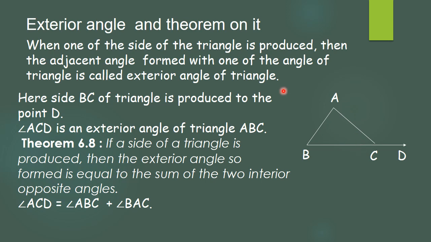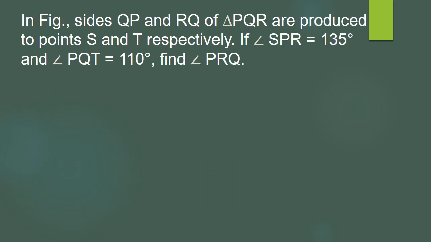Now we will use these two theorems to solve certain sums from exercise 6.3. We are going to start with the first. In the figure, the sides QP and QR of triangle PQR are produced to the points S and T respectively. Angle SPR is given as 135, angle PQT is given as 110. They have asked to find angle PRQ. Now this sum is solved by two different methods.